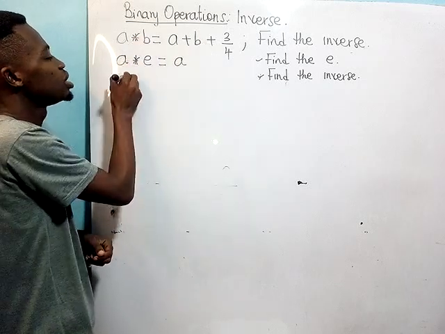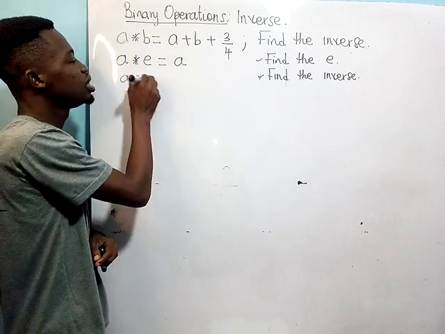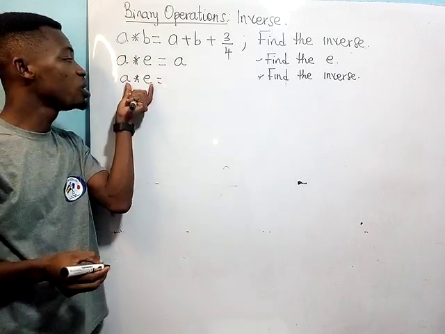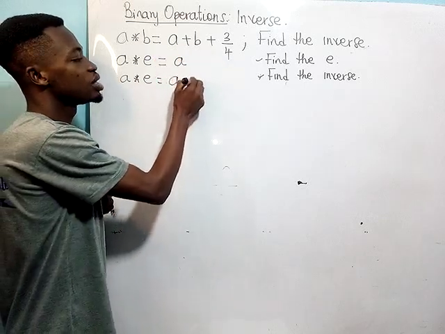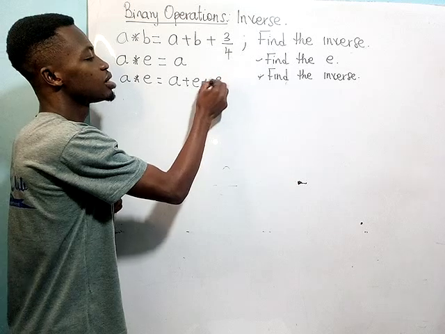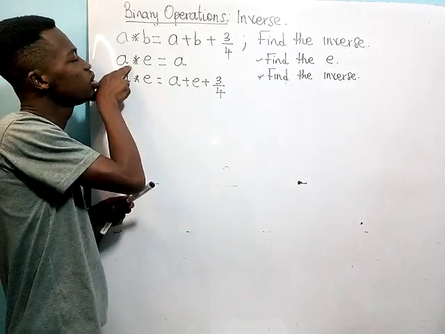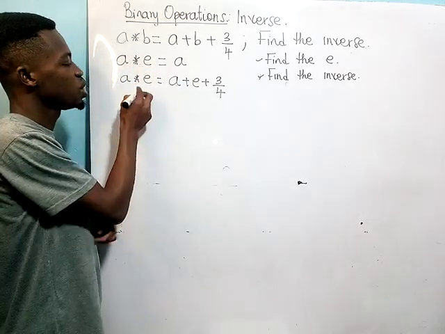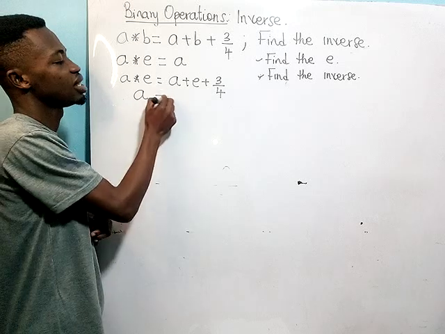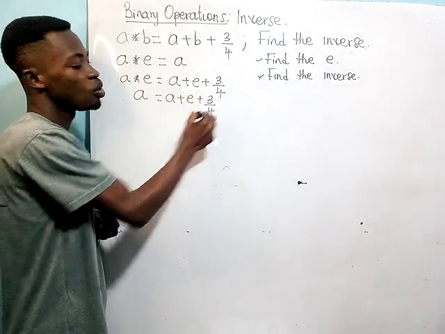And by the definition, we'll be having A operation E is equal to, now we are going to work this by the definition. We are going to have A plus E plus 3 on 4. Now from here, what did we say A operation E is? We said it is A. So we are going to have A here, A plus E plus 3 on 4.